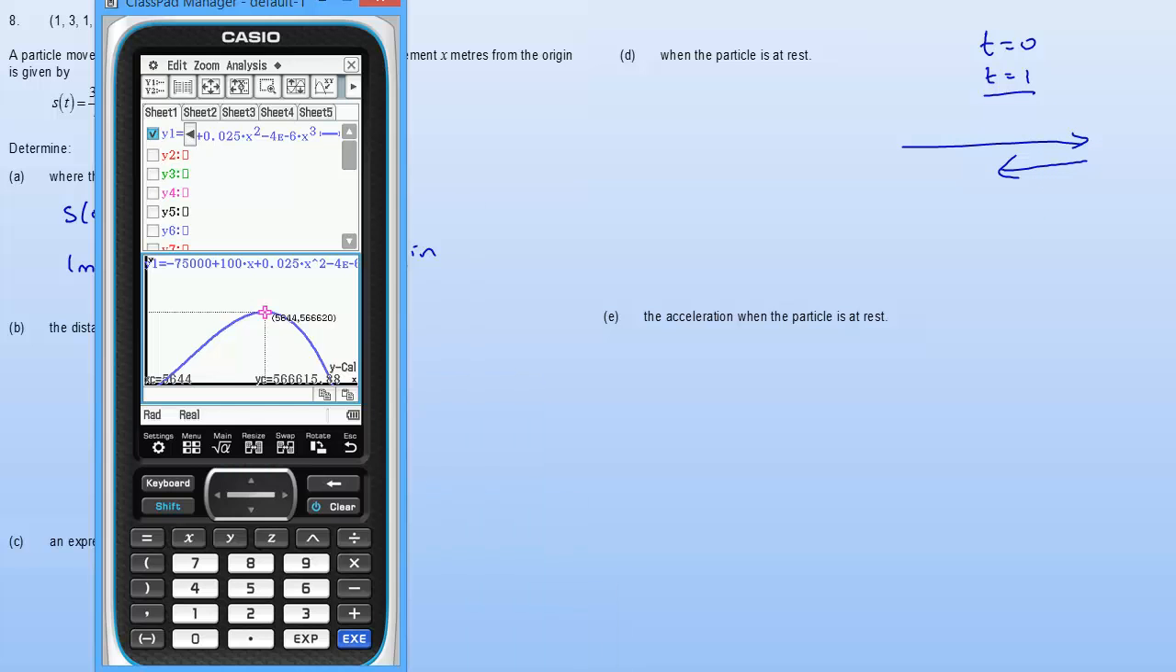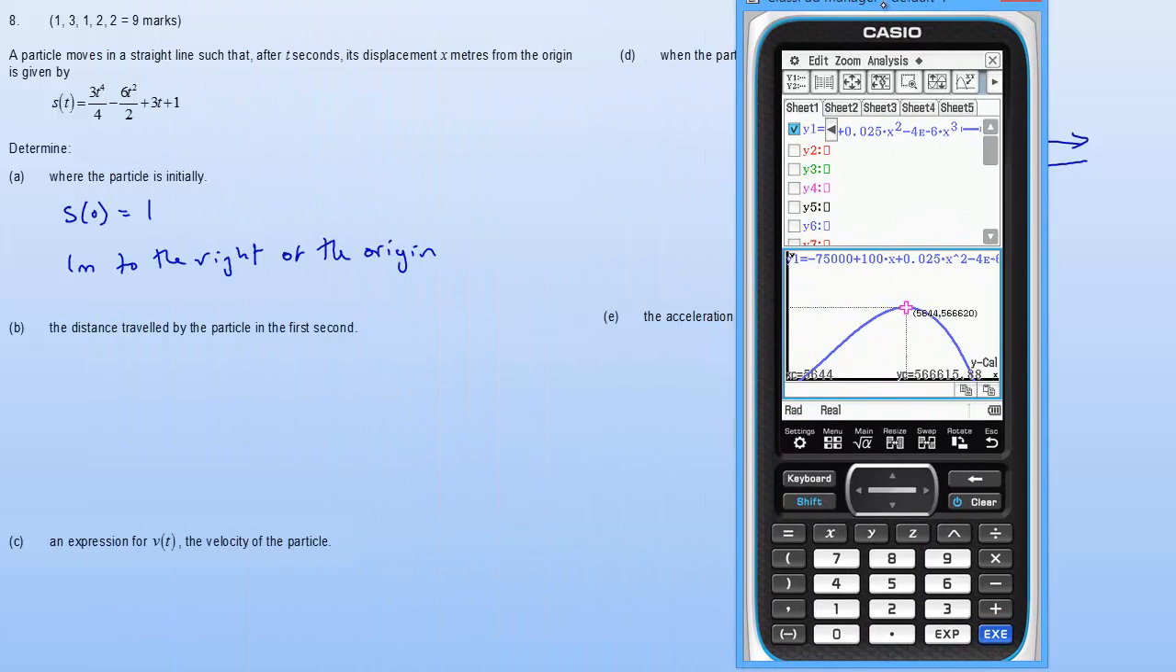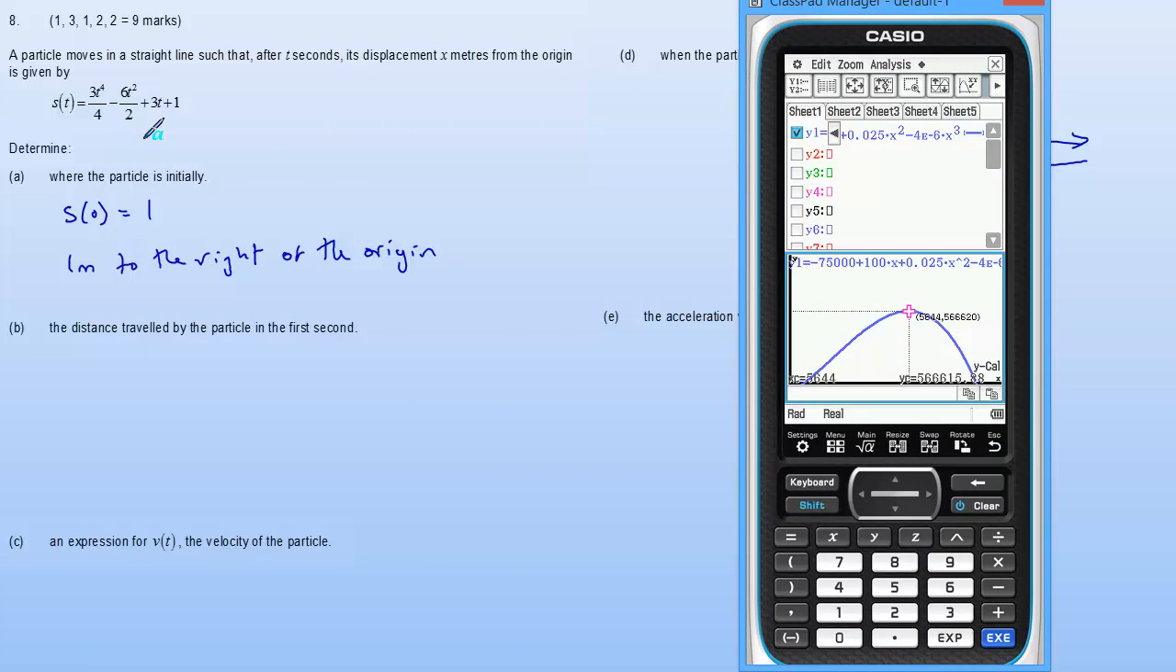The distance travelled by the particle in the first second. So that's t equals 0 to t equals 1. We have to be really careful here. It's tempting just to work out t equals 1 and then see the difference between the two. But that doesn't work if the particle turns around at some stage. So since we have the CAS available to us, why don't we actually graph this function?